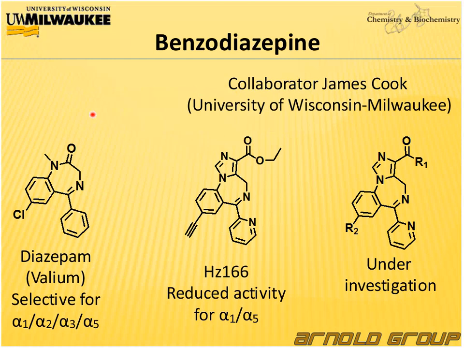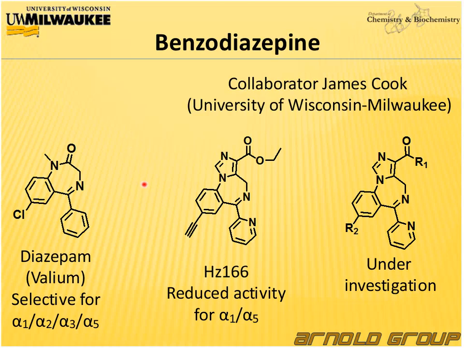The most known of the benzodiazepines is probably diazepam, also known as Valium, which was developed a long time ago. But this compound is actually relatively unselective regarding the alpha subtypes. And so I'm collaborating with Dr. James Cook here at the University of Wisconsin-Milwaukee, and he worked over 30 years developing new benzodiazepines, and he has a very successful compound which is called HZ166.